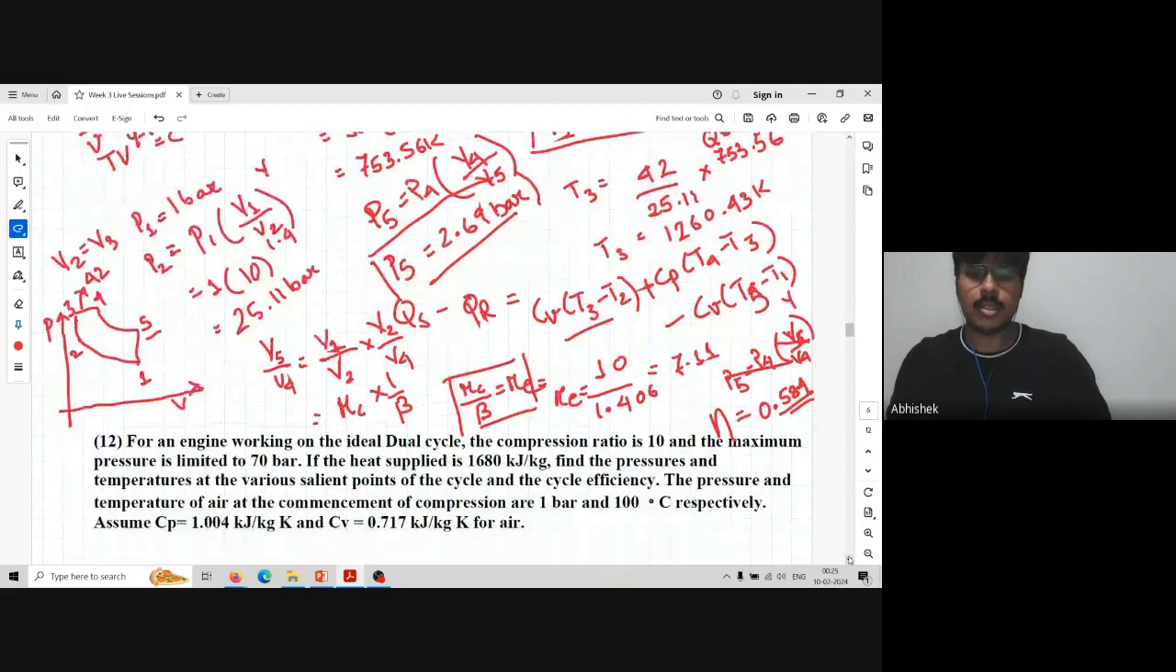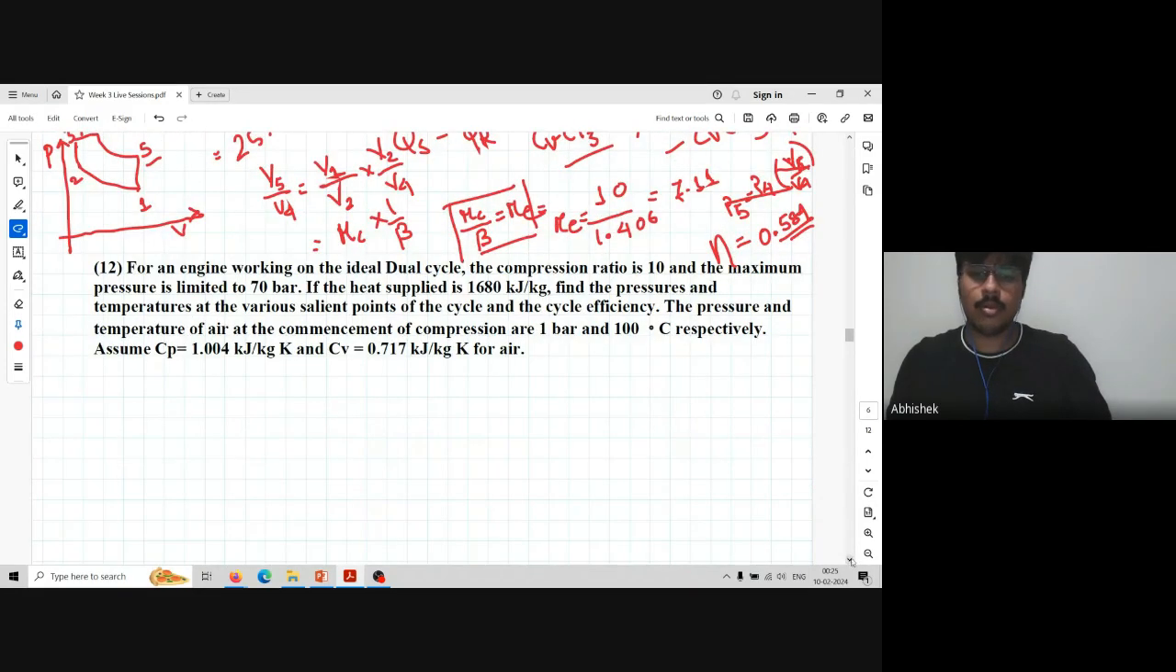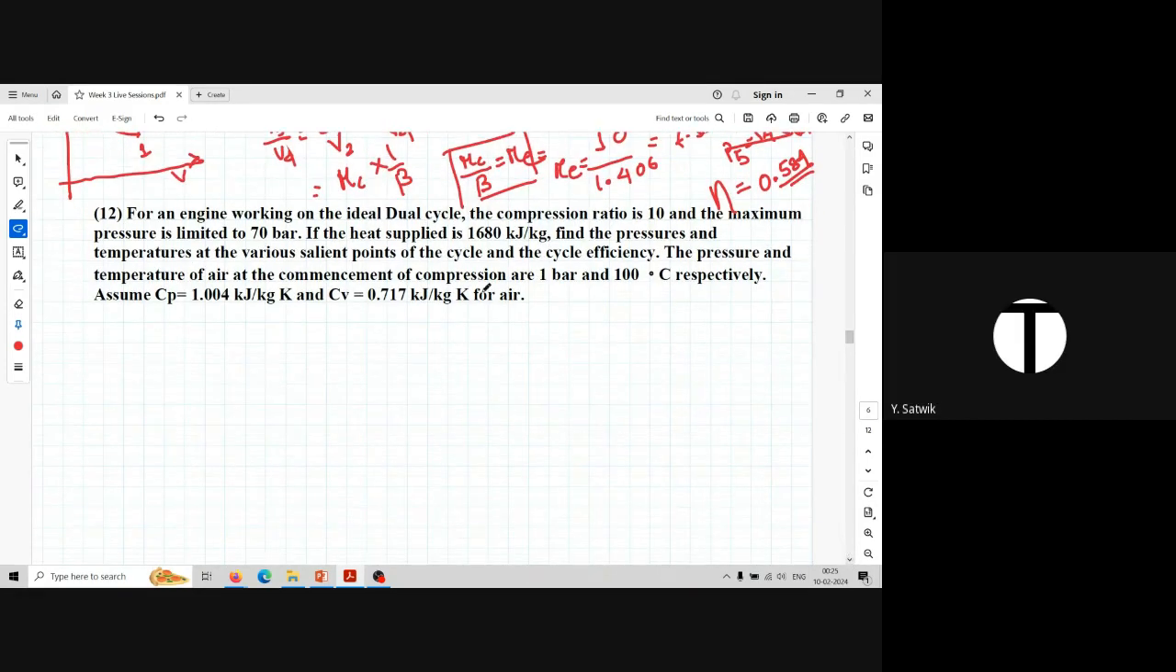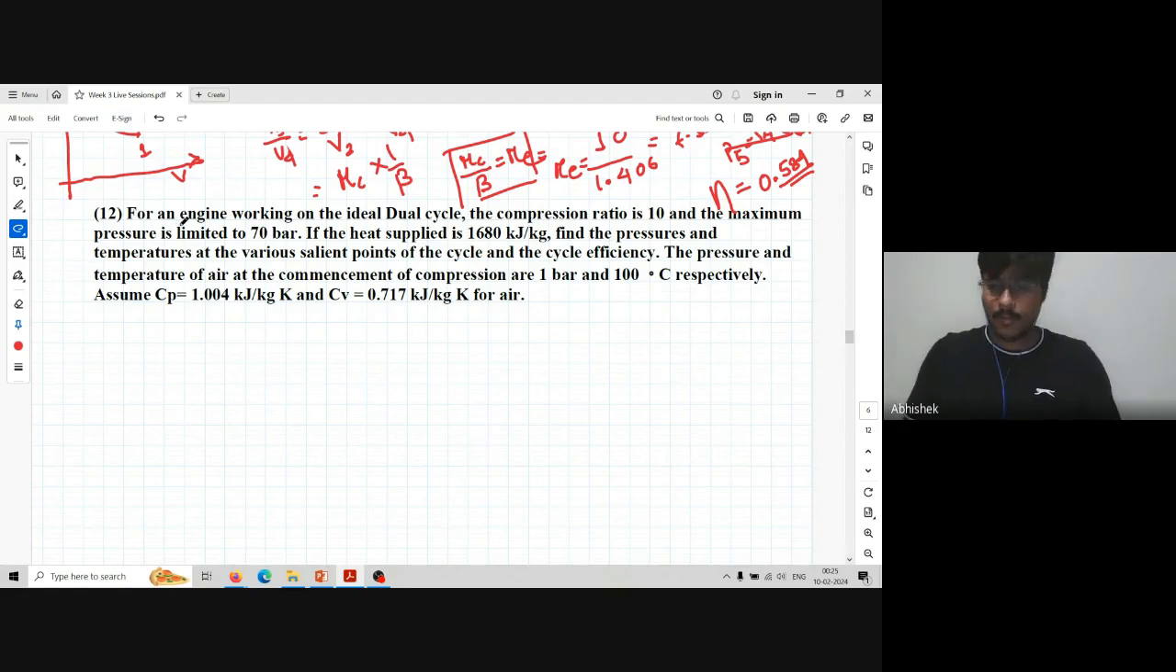Okay, you understood the question? How to solve? Yes, sir. Okay, the next question, we will go fast. For an engine working on an ideal dual cycle, the compression ratio is 10 and the maximum pressure is limited to 70 bar. If the heat supplied is 1680, find the pressure and the temperature at various salient points of the cycle and the cycle efficiency. The pressure and the temperature at the commencement of the compression. So can you do this question?